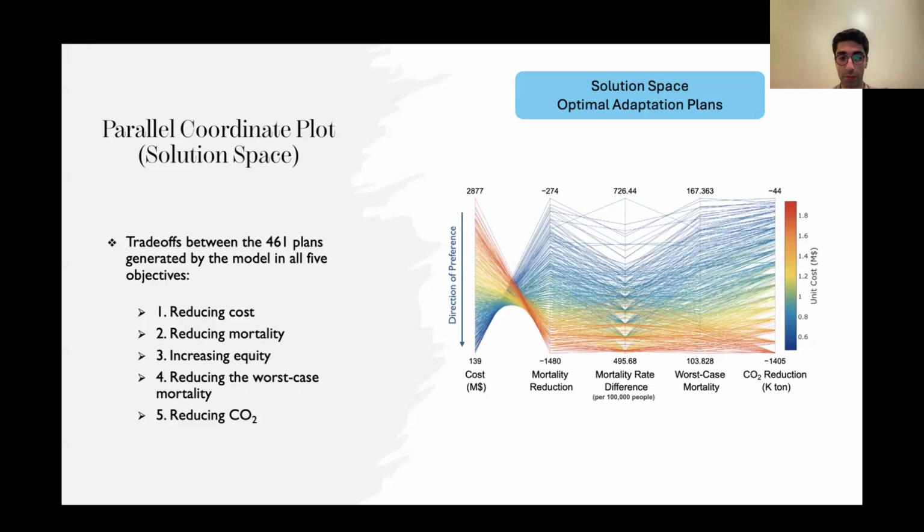So most of these values of the objectives are self-explanatory, but how do we define equity, which is shown in the middle part of the plot, is by basically finding the maximum heat-related mortality rate difference between neighborhoods throughout the years and try to minimize that. So basically, we are trying to minimize discrepancy in heat-related mortality between different neighborhoods.